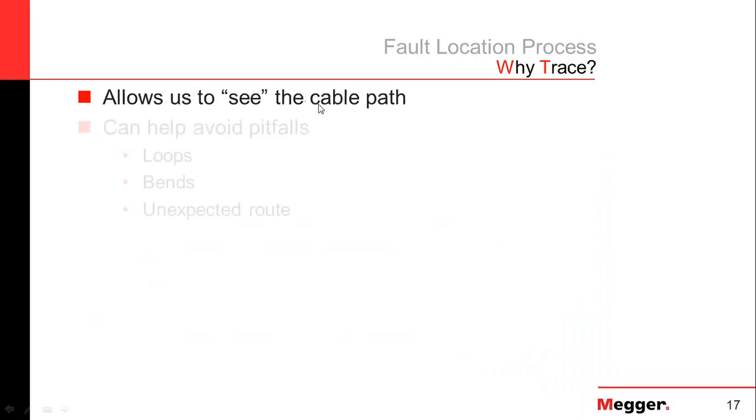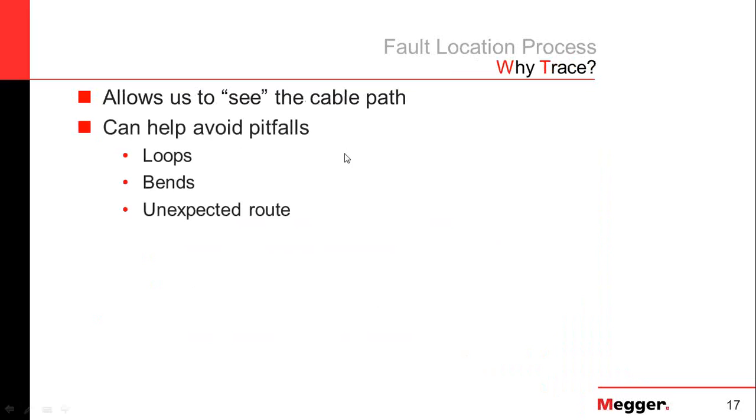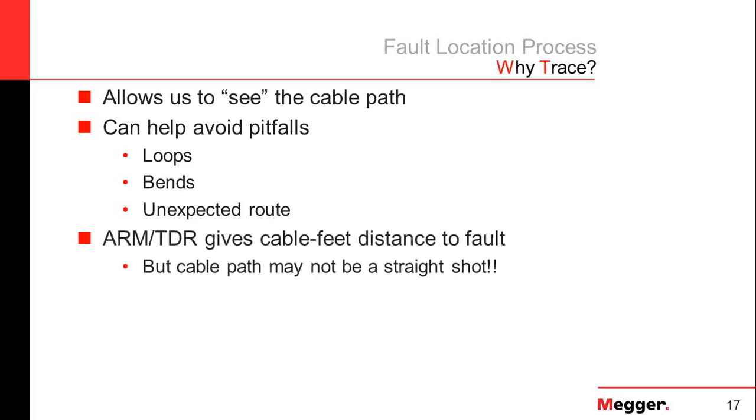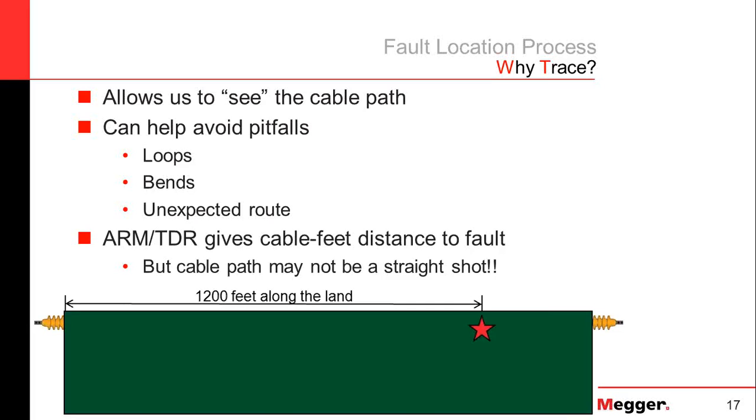Why trace the cable path? Sometimes the cables have extra loops or bends or an unexpected route. And when we're doing arc reflection, the arc reflection gives us a distance to the fault, but the cable path might not be a straight shot. We try to show that here with this diagram: the arc reflection said the fault is 1,200 feet away. So this red star out here would be the physical location on the ground if we just measured in a straight path from the left-hand side over here, our hookup point.